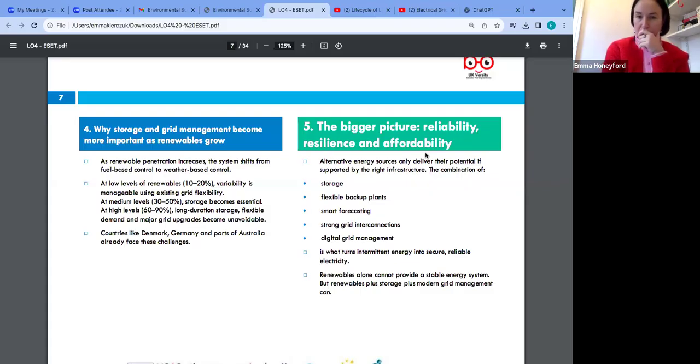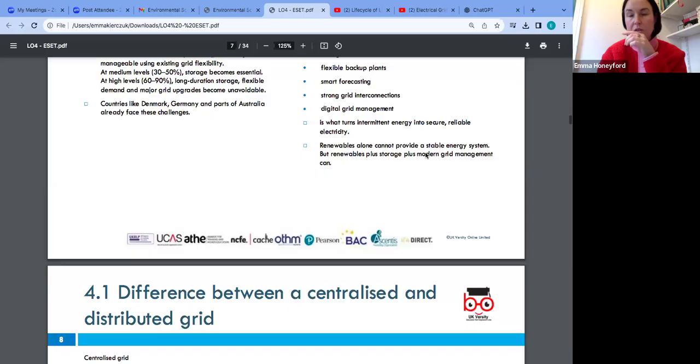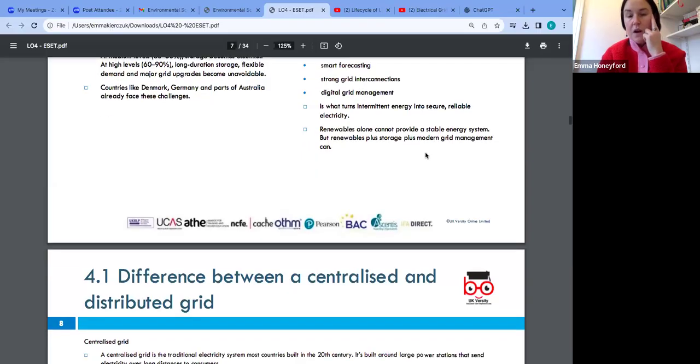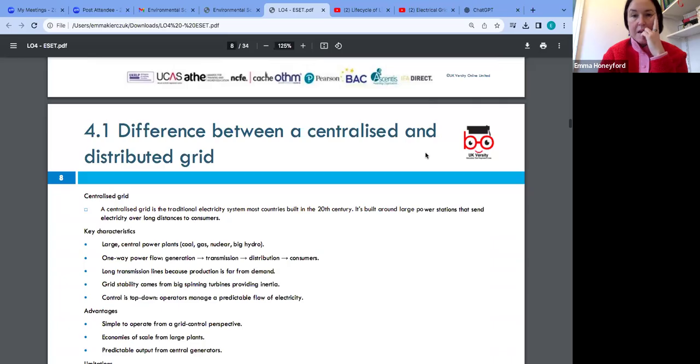So what turns intermittent energy into secure, reliable electricity? Renewables alone cannot provide a stable energy system, but renewables plus storage plus modern grid management can. So it's just to have an awareness of how there isn't one size fits all. We're going to have to look at what the different barriers are to be able to be sustainable in the energy sources that we use for the future, to make sure we reach the zero carbon targets for 2038.